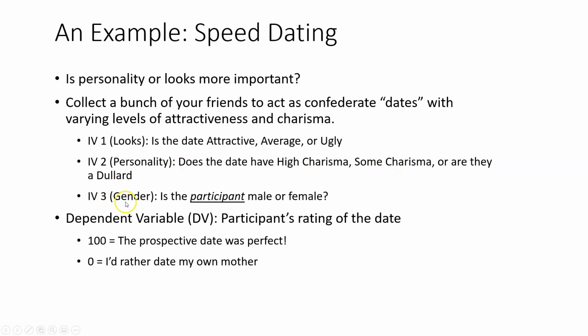And then the third independent variable is actually not about the Confederate dates, but about the participants themselves. Is the participant male or female? Now, before we move on to the dependent variable, I just want to think through here for a second whether these would be within or between independent variables, whether these factors are measured between or within. So let's take a second and have you pause your video and consider for yourself which you think they would be.